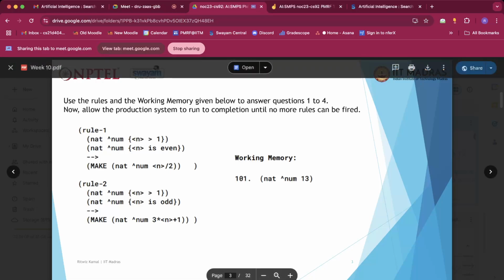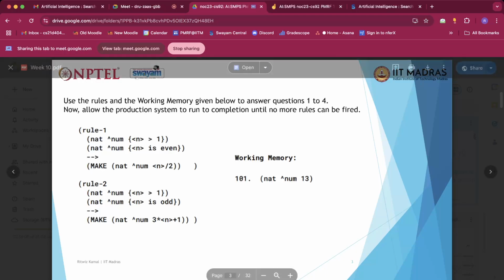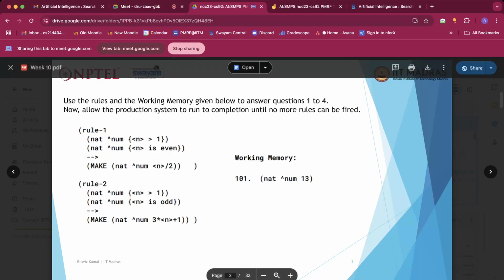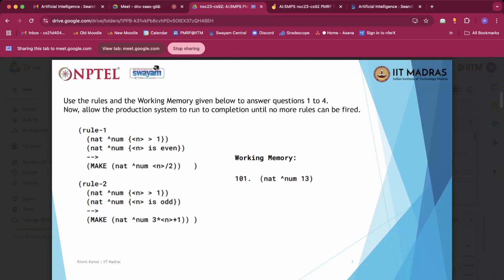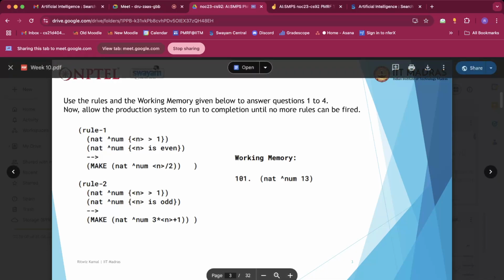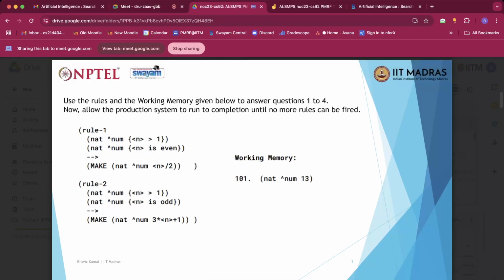Each rule has certain components. The name of the rule is given by rule 1 or rule 2. Each rule has some prerequisites. For example, rule 1 has two preconditions: a natural number denoted by the variable num should be greater than 1, and that num should be even. If these two conditions match, then we will add a new element to our working memory, and that element would be the half of the number n.